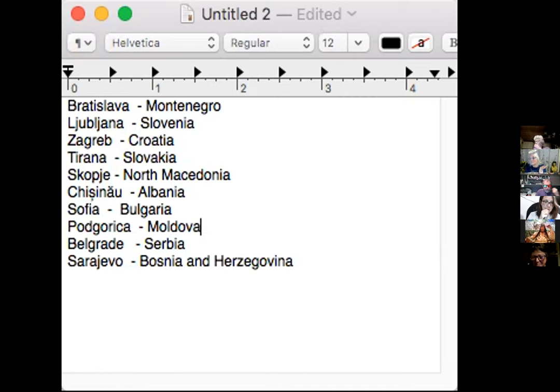It would make sense. Maybe if we heard these pronounced correctly, we might have just thought, oh, okay. I'm going to run through the pronunciations that I think are correct, and you can tell me if any of them are glaringly wrong. I think it's Bratislava, Ljubljana, Zagreb, Tirana, Skopje, Chisinau, Sofia, Podgorica, Belgrade, and Sarajevo.